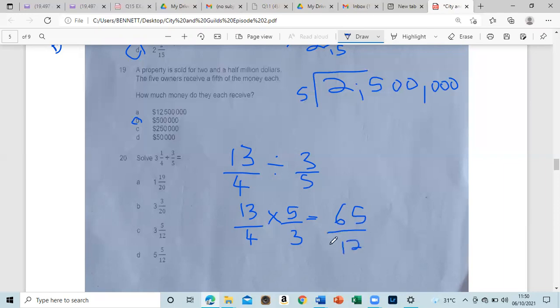How many 12s can we get out of 65? 5 times 12 is 60, so that's 5, remainder 5 over 12. So number 20 is T. Alright, so just 10 more to go.